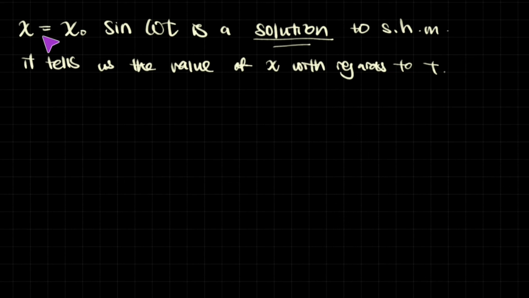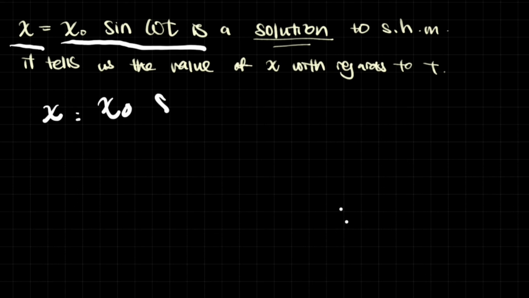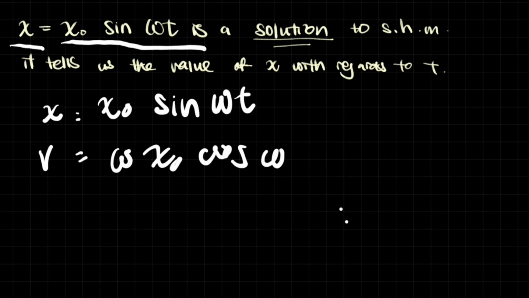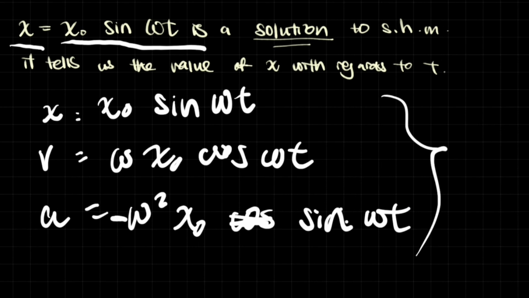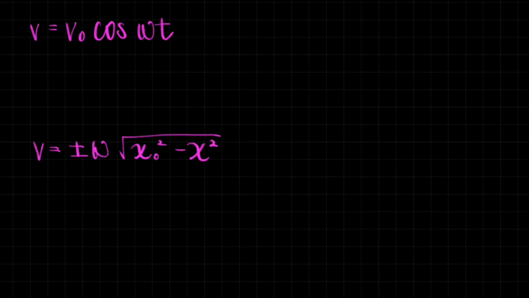So we have this very handy equation over here, x equals x0 sine omega t. So let's just write that down once. Using this, we can get so many different equations. We can differentiate it once to get the velocity of the object at any time. If you differentiate this, you would get omega x0 cosine omega t. If you differentiate it again, you would get acceleration, which would give you negative omega squared x0 sine omega t. So there you go. You have the three equations, and they're all from differentiation.